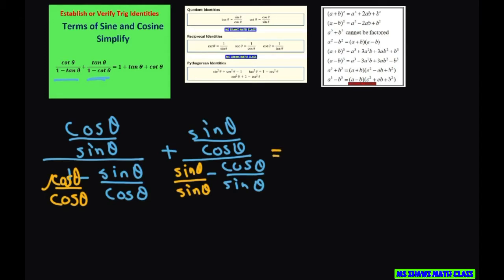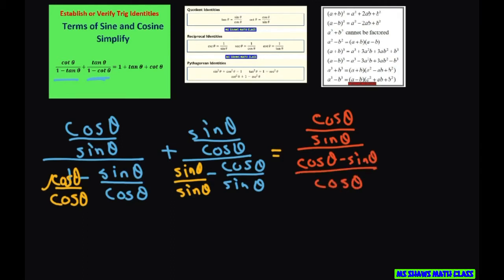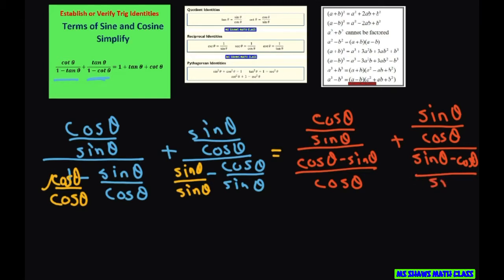Now this is going to equal cosine of theta divided by sine of theta, sorry about that, all divided by cosine theta minus sine theta, all divided by cosine of theta. All right, and next, same thing, to simplify this further. Make it look nice. So this one's going to be sine of theta minus cosine of theta divided by sine of theta.